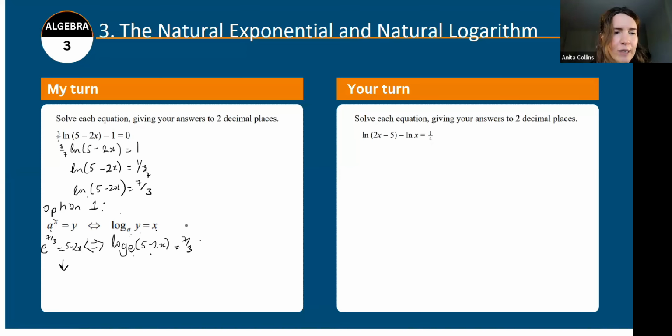So that -2x, I'm just going to bring it to the right to make it positive. I'll leave the 5 where it is on the right, and I'll bring the e across, and it's going to become minus e to the 7/3. And so then x, to get an x on its own, I'll just divide across by 2.